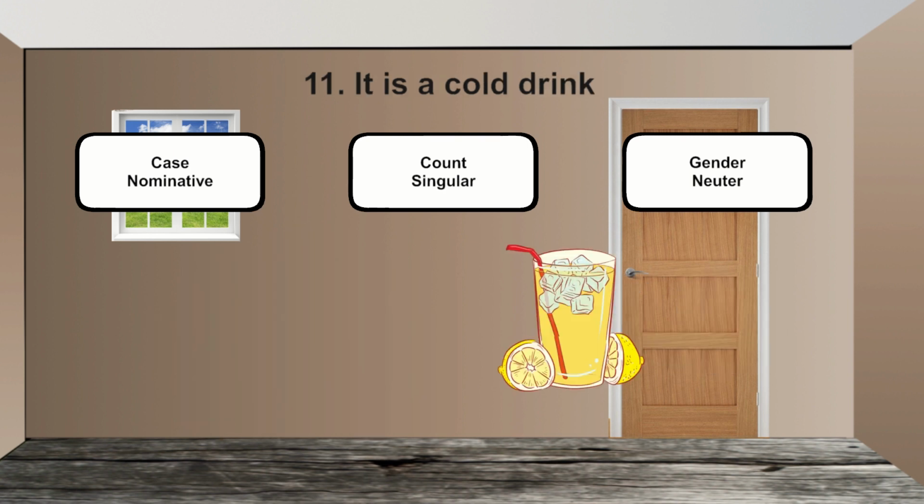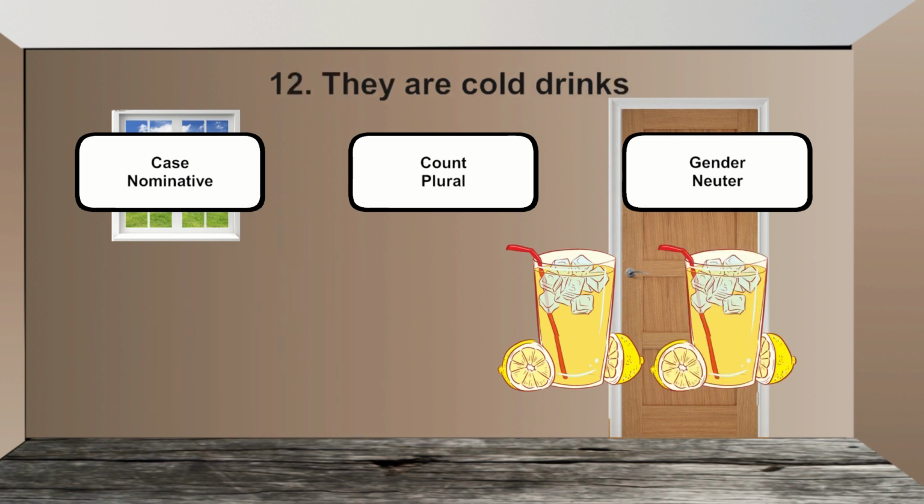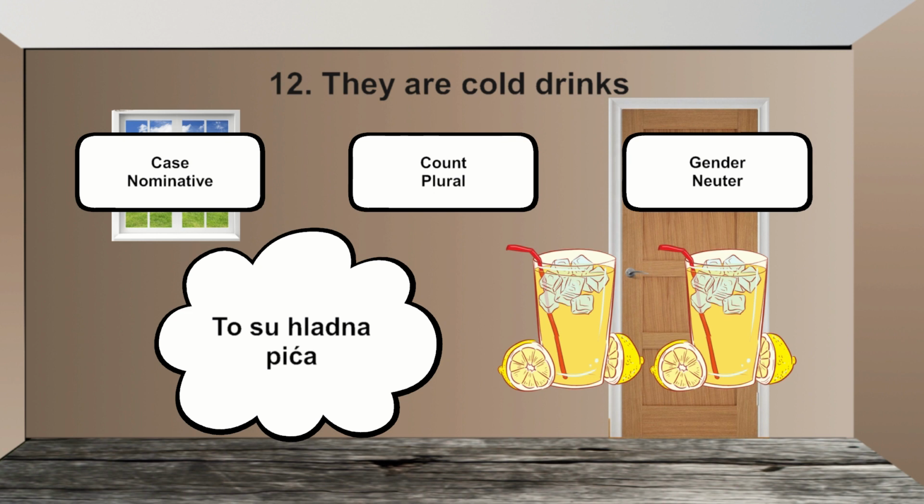Question 11. Jedanaesto pitanje. It is a cold drink. Neuter, singular, so the adjective has an O but the noun is unchanged. To je hladno piće. And again. To je hladno piće. Question 12. Dvanaesto pitanje. They are cold drinks. Neuter, plural, so both change. To su hladna pića. And again. To su hladna pića.